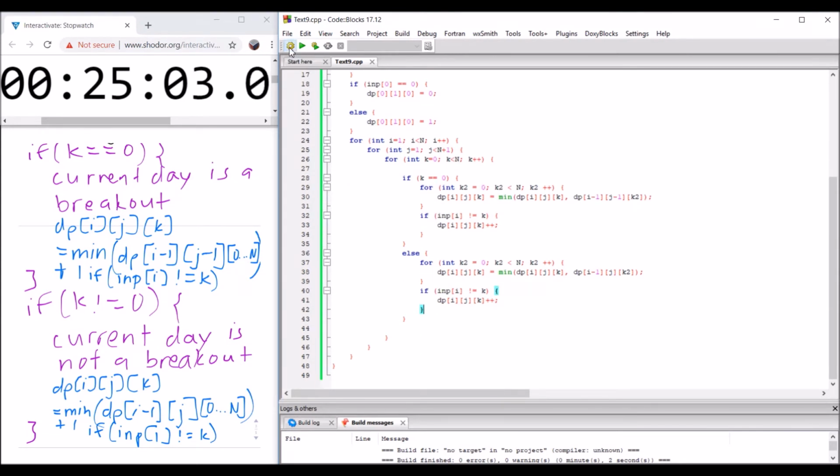Okay, just going to build it to make sure everything's good. Oh, we did k plus plus here.